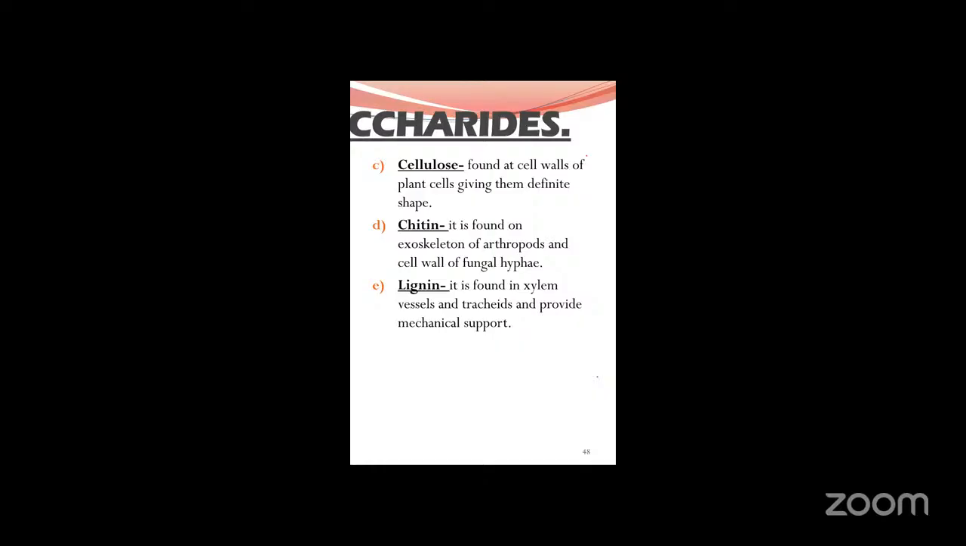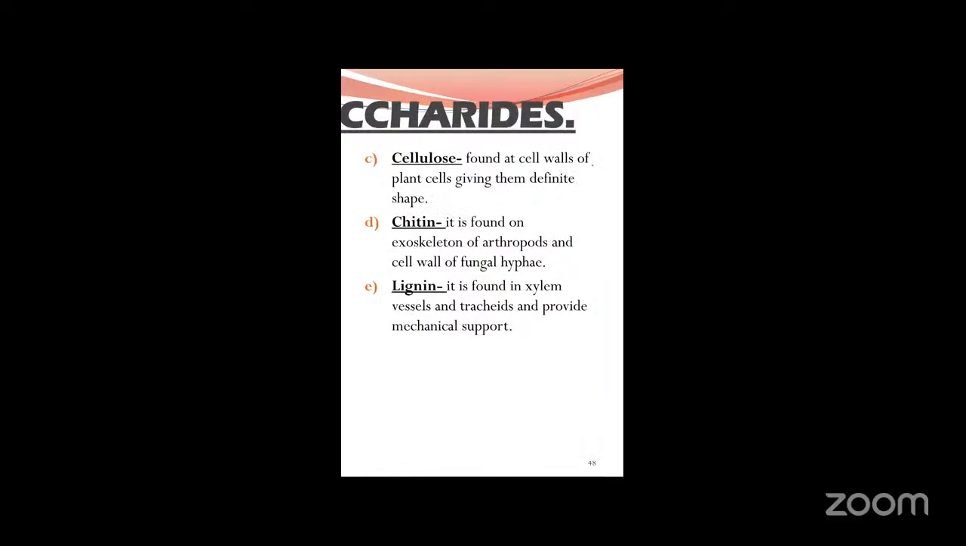We have other examples of polysaccharides such as cellulose, and cellulose is found in walls of the plant cells. And then we have chitin. Chitin is found in the exoskeleton of arthropods. Now, we have two words here. These words are very important to understand because they will inform our understanding. The first term is exoskeleton, and the second term is arthropods.